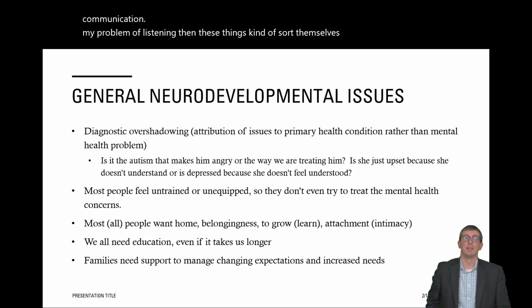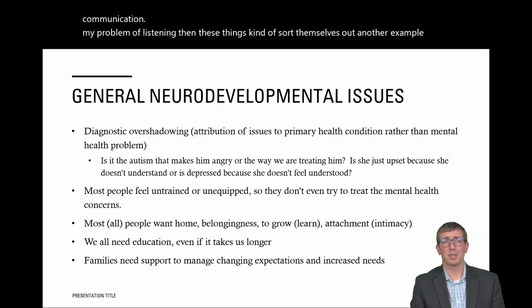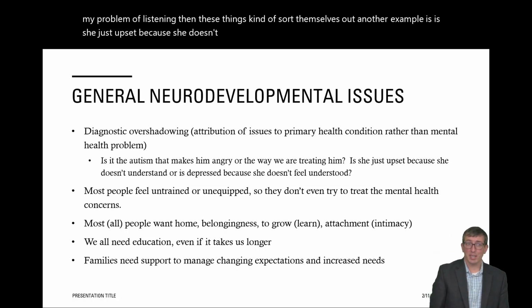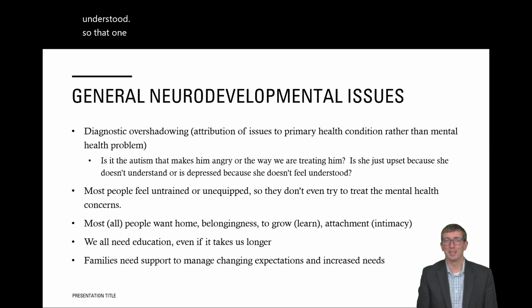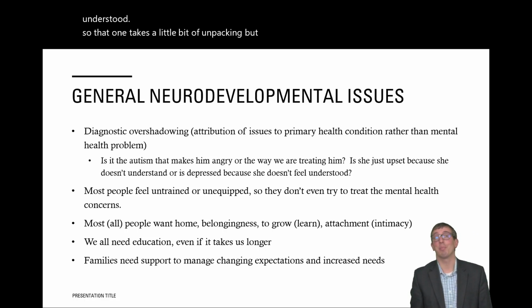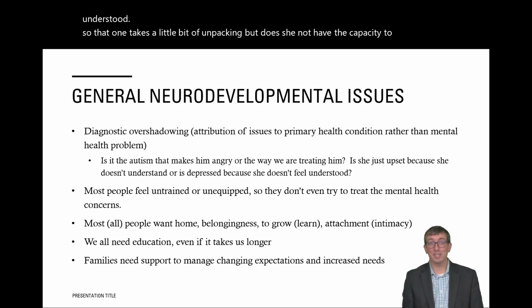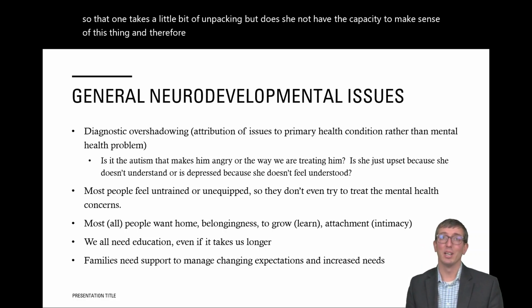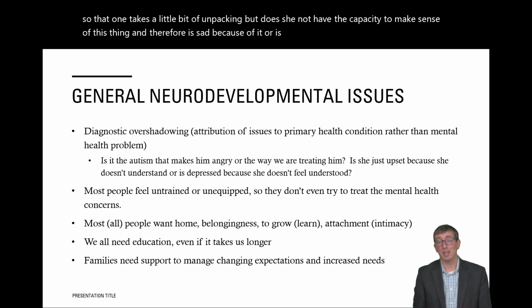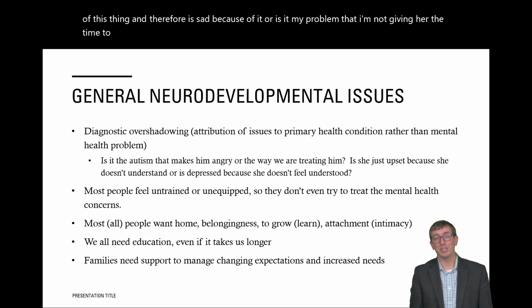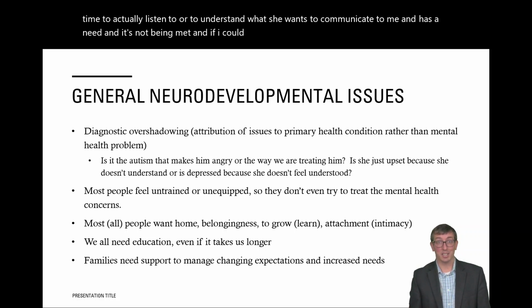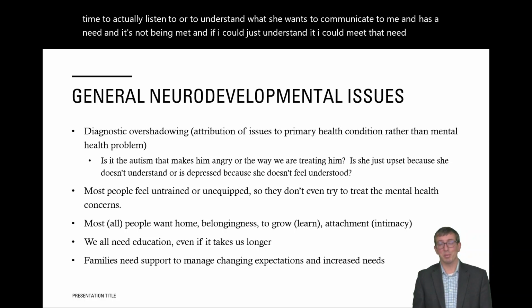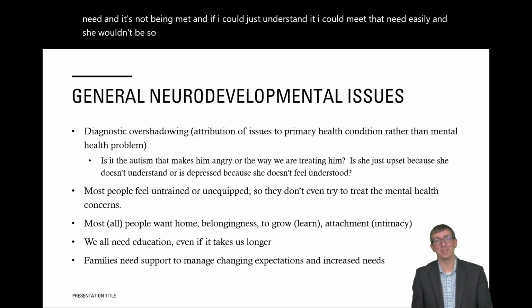Another example is, is she just upset because she doesn't understand, or is she depressed because she doesn't feel understood? That one takes a little bit of unpacking, but does she not have the capacity to make sense of this thing and therefore is sad because of it? Or is it my problem that I'm not giving her the time to actually listen to her, to understand what she wants to communicate to me and has a need and it's not being met? And if I could just understand it, I could meet that need easily and she wouldn't be so sad, right? So in other words, where's the problem?